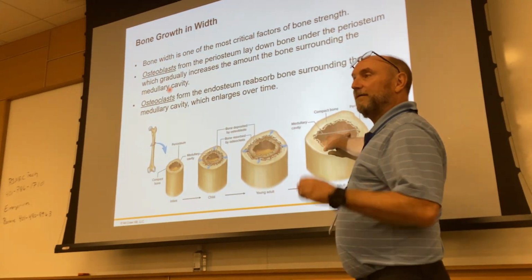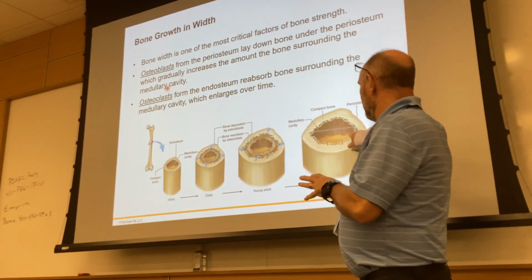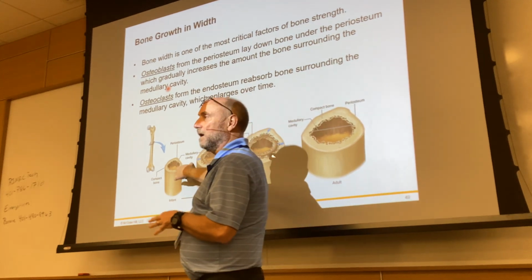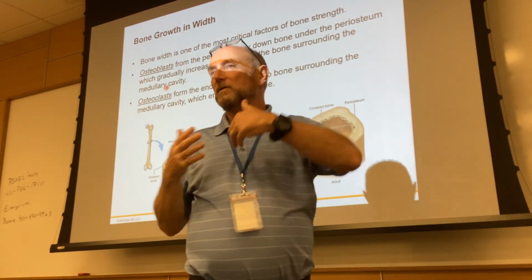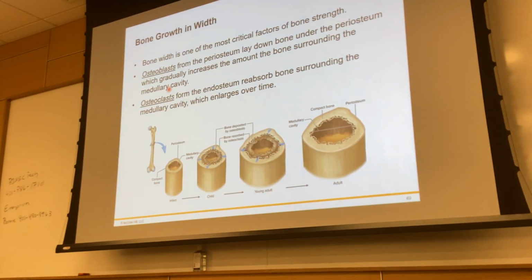The medullary cavity gets wider, and this would be an adult bone. This is a child bone. And I'm not going to worry about that much right there.